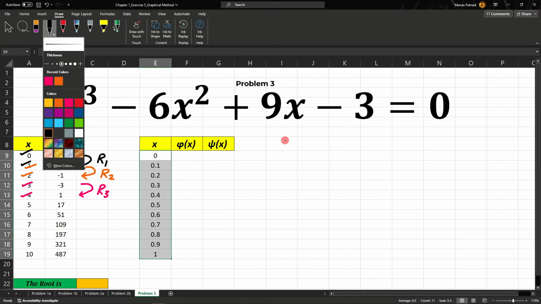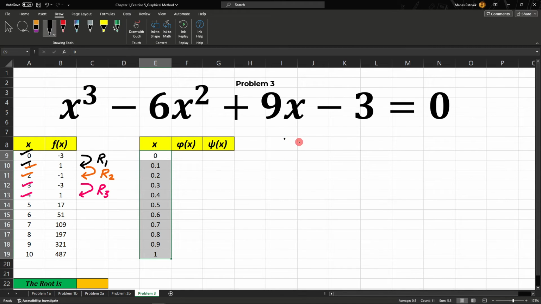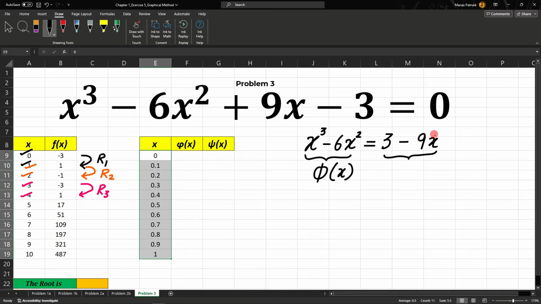Okay, here we go. So what we can do basically is express this also as x cube minus 6x square is equal to 3 minus 9x. Can I do this? Yes, I can. Let's say this is one function, phi of x, and this one with the x and the constant, we always refer to as psi of x, and both of them are equal, by the way, and let's say they are equal to y randomly.